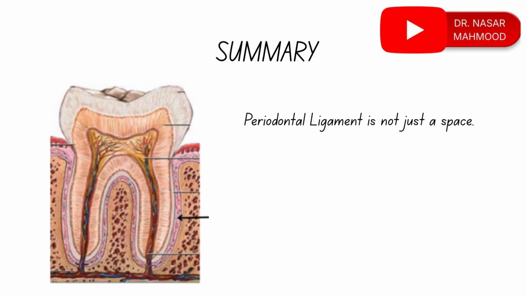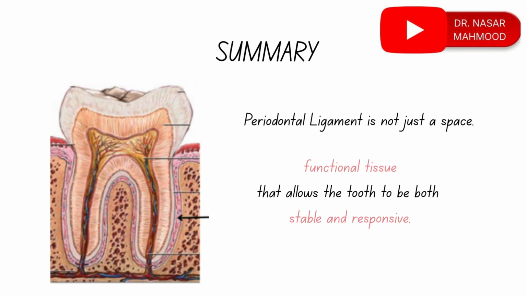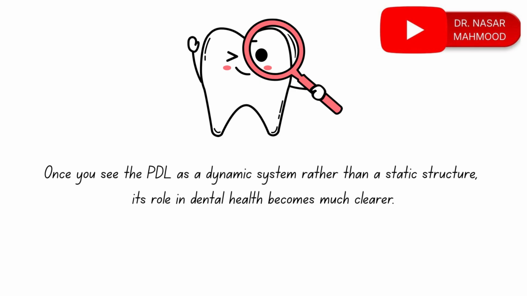So in summary, the periodontal ligament is not just a space. It is actually a functional tissue that allows the tooth to be both stable and responsive. Once you see the periodontal ligament as a dynamic system rather than a static structure, its role in dental health becomes much clearer. I hope that made sense.